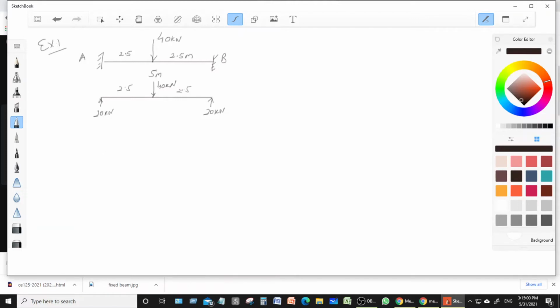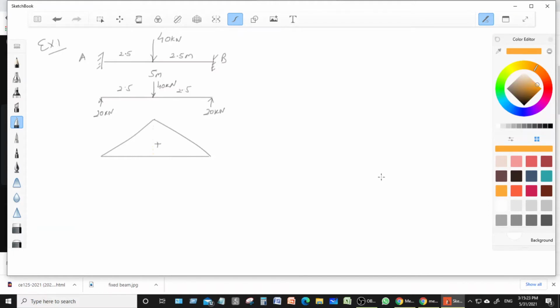We know what the bending moment diagram will be, right? What will be the bending moment diagram for a point load? It will be a triangular shape, and it is going to be positive. So what will be the mid span coordinate? What will be the value of the mid span coordinate?